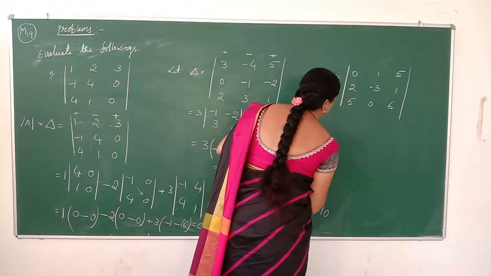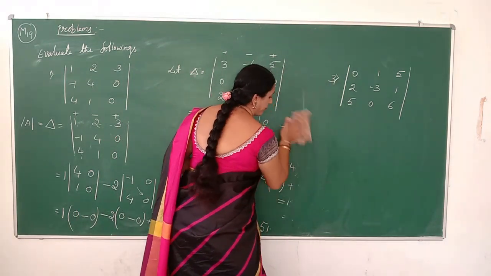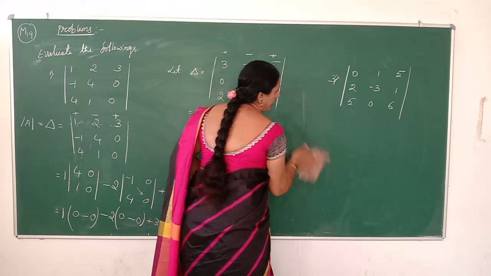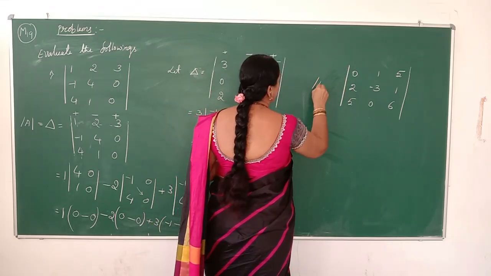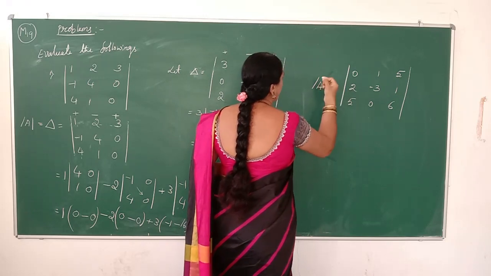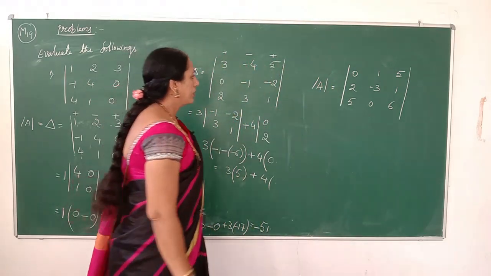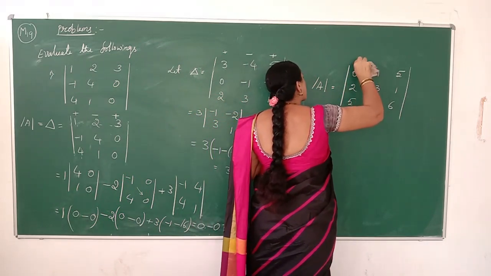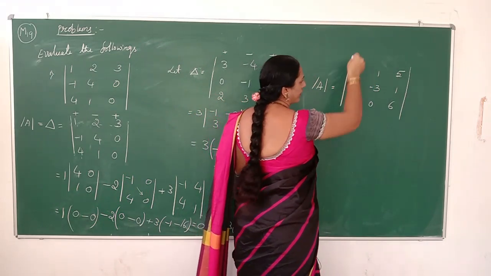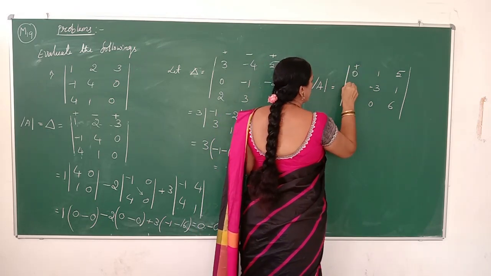The third problem is 0 1 5, 2 minus 3 1, 5 0 6. Again, it is denoted by either determinant of A, otherwise delta. So again, by using the first row, otherwise some changes will be taken. So we will consider the first column with plus minus plus.